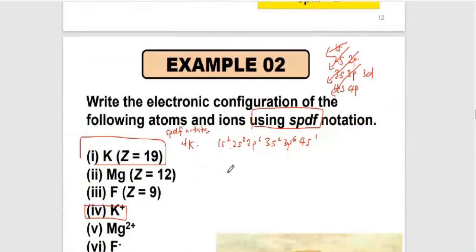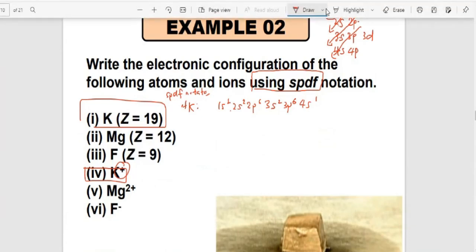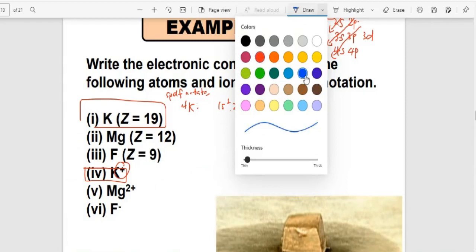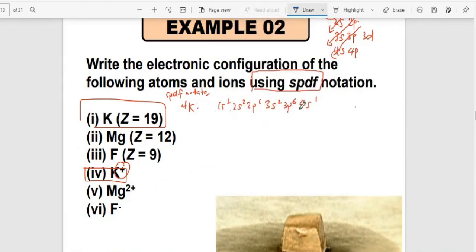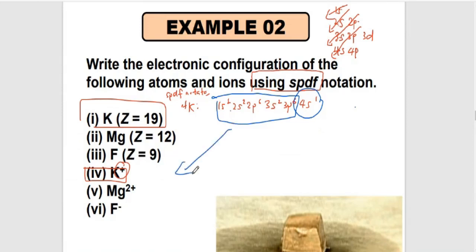Okay. Next. K positif. K positif lepas buang elektron kan? Jadi dia buang kat mana? Dia mesti buang elektron kat luar sekali, 4s. So, this is the answer for K positif. Boleh? Madam malas tulis. Boleh.